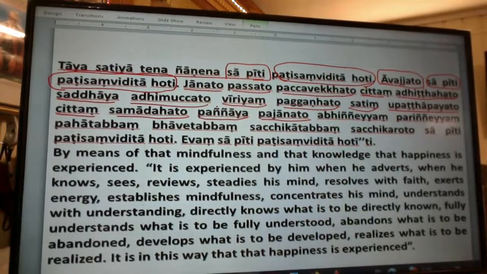So step by step, the Buddha is explaining with many dhammas: Saddha, Viriya, Sati, Samadhi, Panya. Isn't it? Five kinds. And then Abhinnaya. Abhinnaya is special understanding. Nyaya is understanding. Abhinnayam: special understanding in the Four Noble Truths.